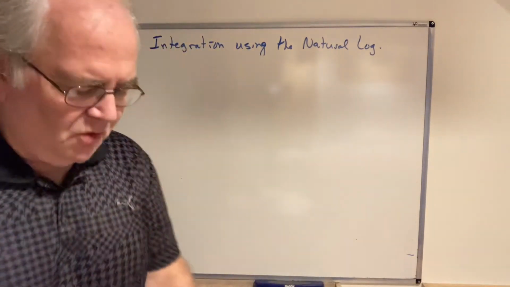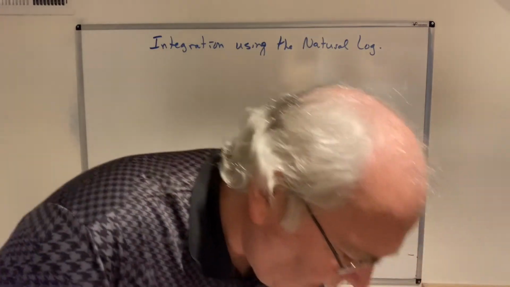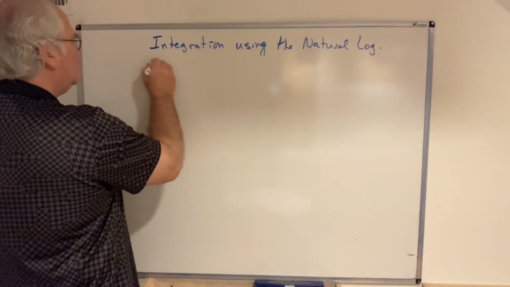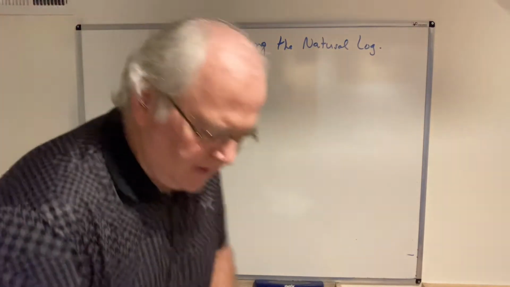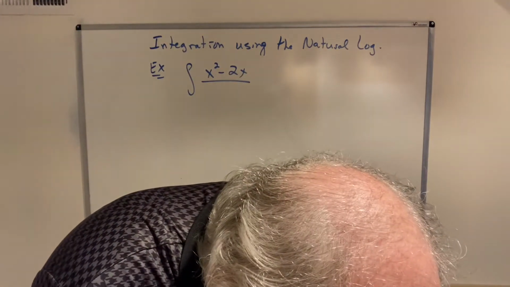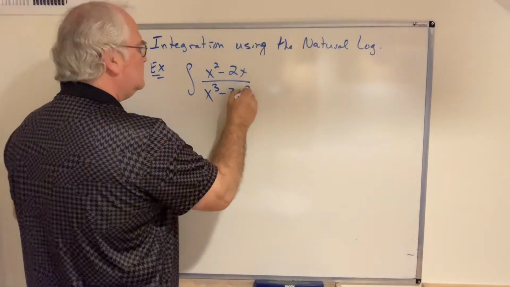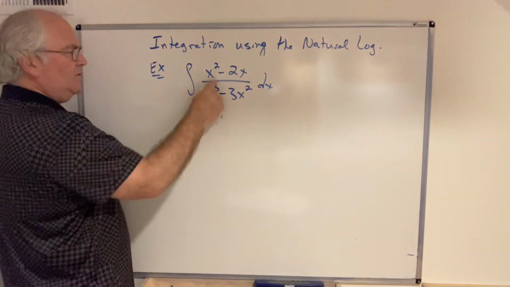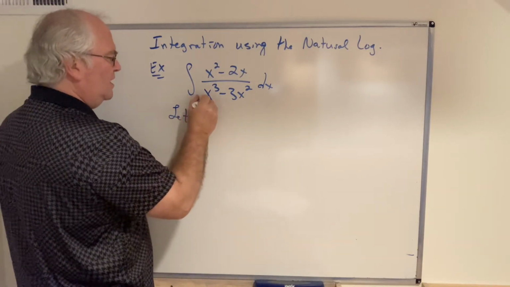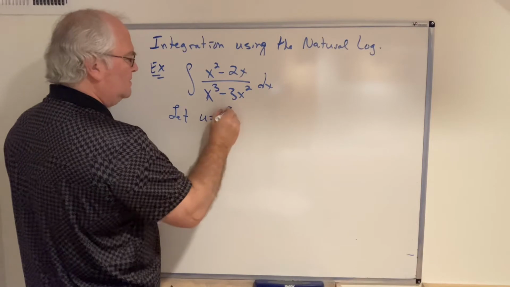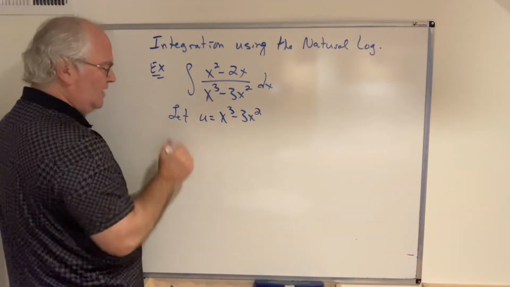All right, so let's play a few more of these. I have x squared minus 2x over x to the third minus 3x squared. Notice the degree here is 3, the degree here is 2. And so my leadoff pitch is going to be let u equal this denominator. And if this works, we're going to be fine. And I think it actually is going to work.